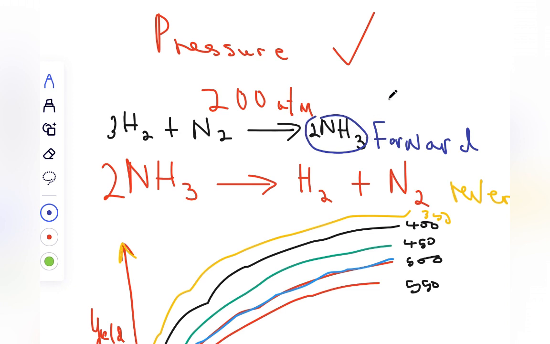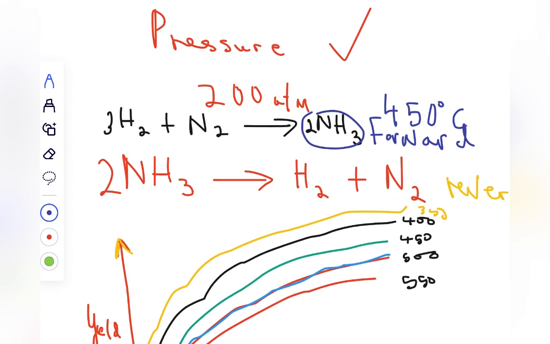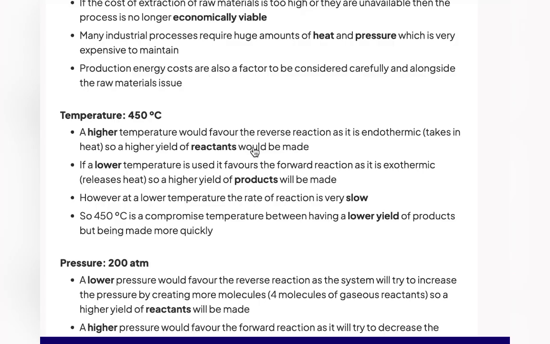So we designate the temperature to be 450 in order to give a moderate, reasonable yield of ammonia. So we leave the temperature at 450 degrees Celsius to favor the forward reaction. Because if you increase the temperature too much, it will start favoring the backward reaction, the endothermic. The forward reaction is exothermic, and the backward reaction is endothermic. Okay, so that's that for that. Let's quickly move on.